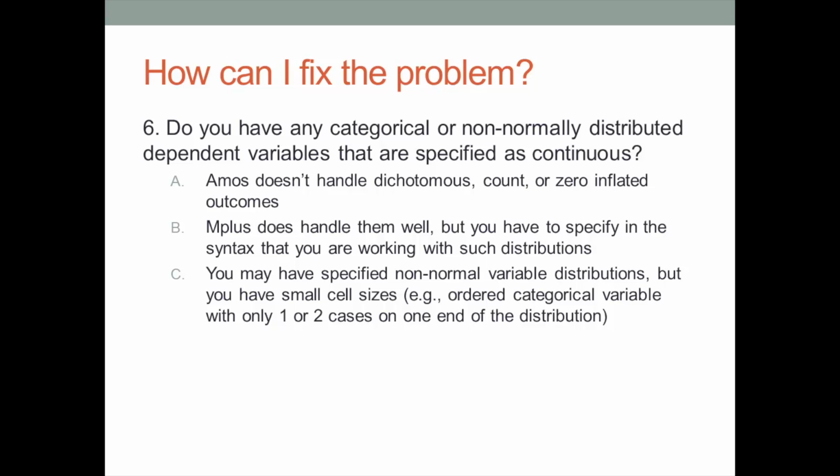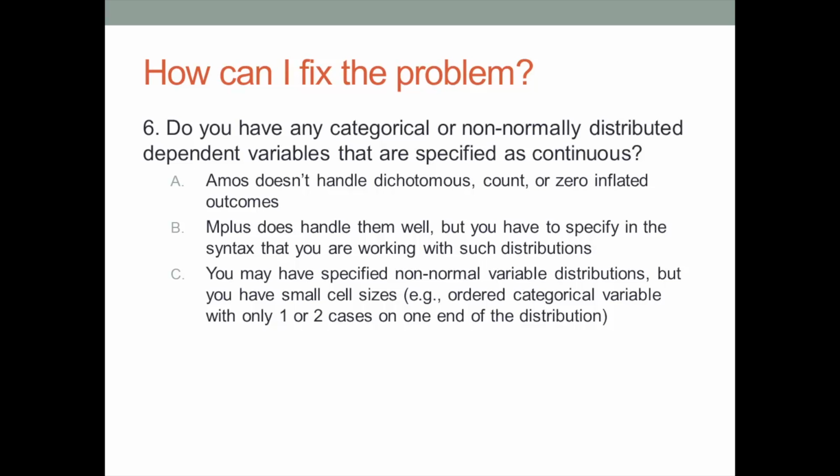AMOS doesn't handle dichotomous, count, or zero-inflated outcomes. You may be able to use a categorical or dichotomous outcome using a Bayesian approach in AMOS, but I'm not sure that you can do that actually. Mplus does handle them well, but you have to specify the distribution that you have, like categorical or count or zero-inflated, something like that.